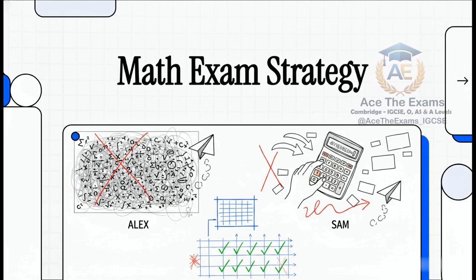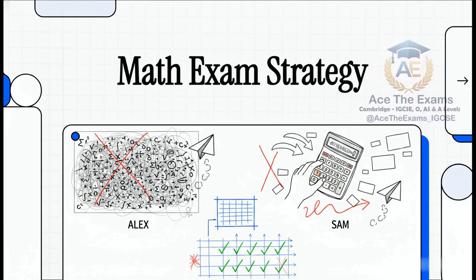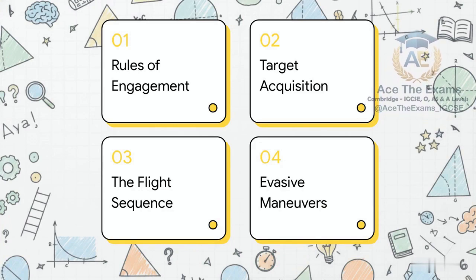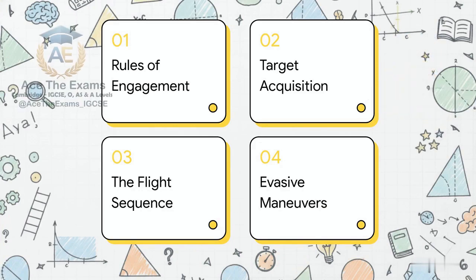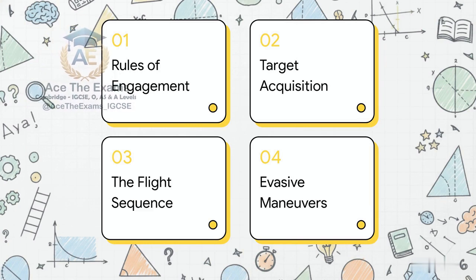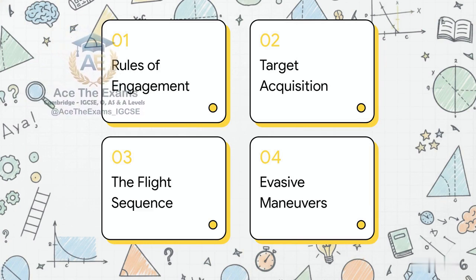We are giving you a bulletproof, systematic strategy to tackle this paper. So here is our flight plan for today. We're covering 4 critical phases. We kick off with Phase 1, the rules of engagement. Then we move into Phase 2, target acquisition. Next is Phase 3, the flight sequence, and we'll wrap things up with Phase 4, evasive maneuvers.